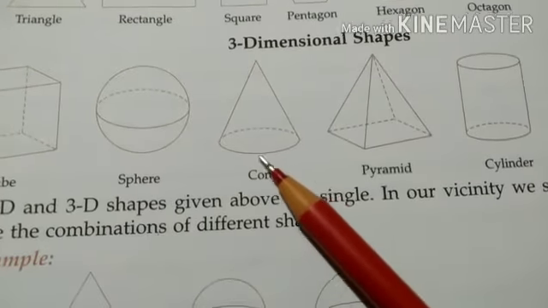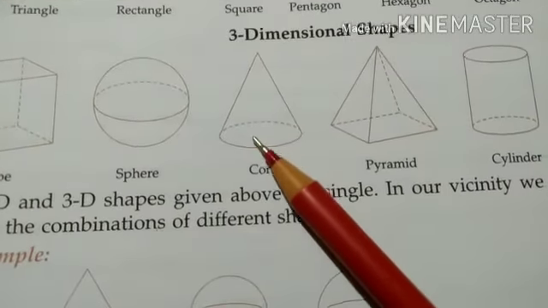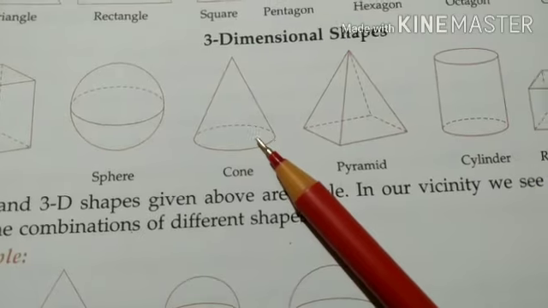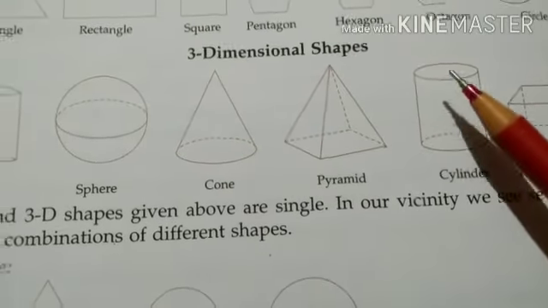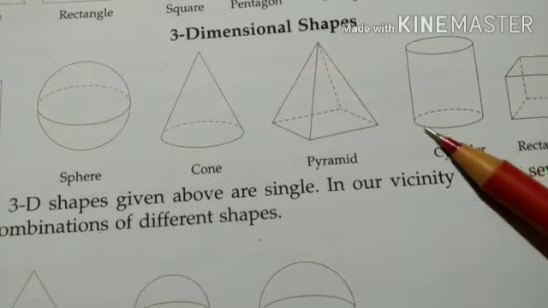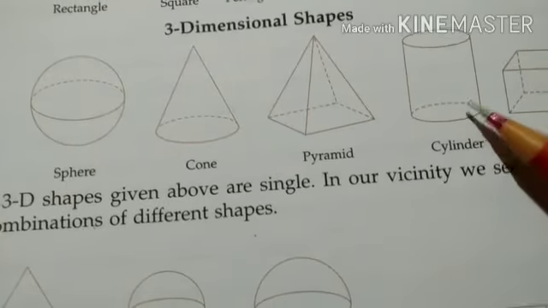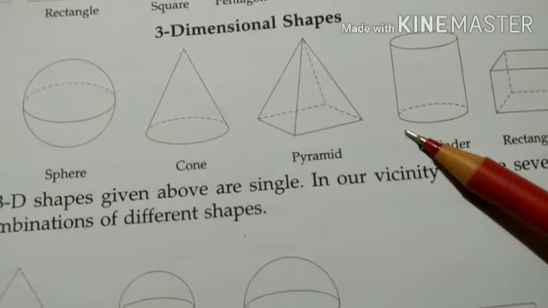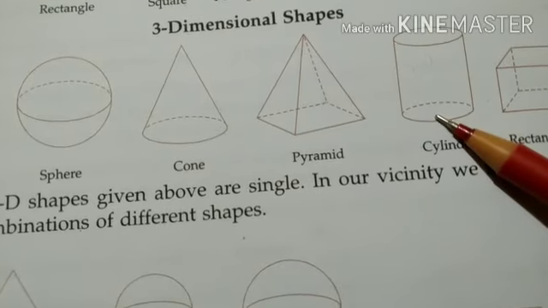And in the cone, if you will see, here it is one circular face. And in the cylinder, it is 2 circular faces. Here it is. At the top and the bottom, these are circles. So here it is 2 circular faces.